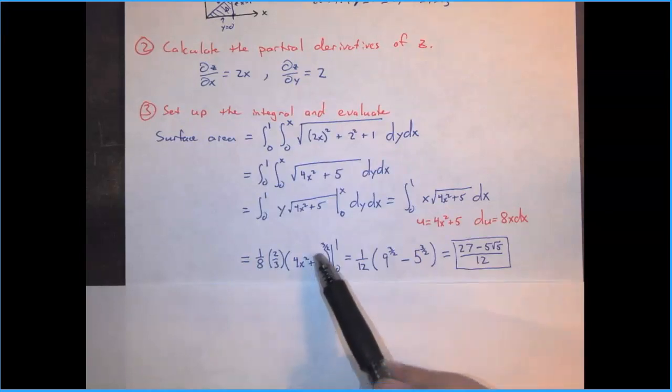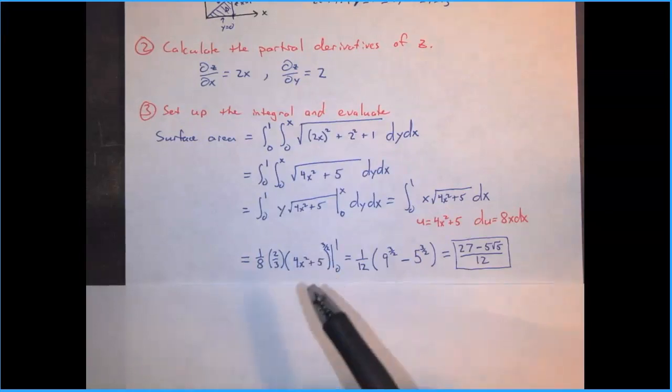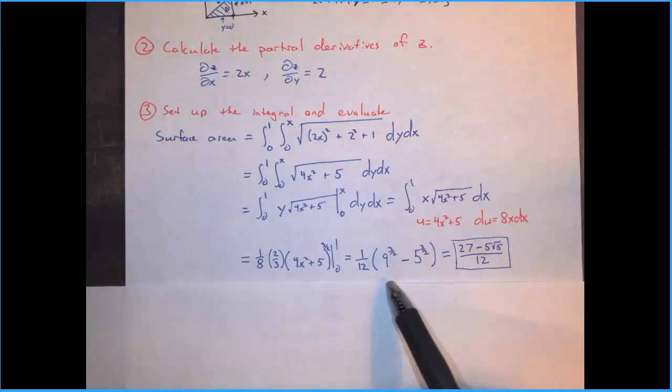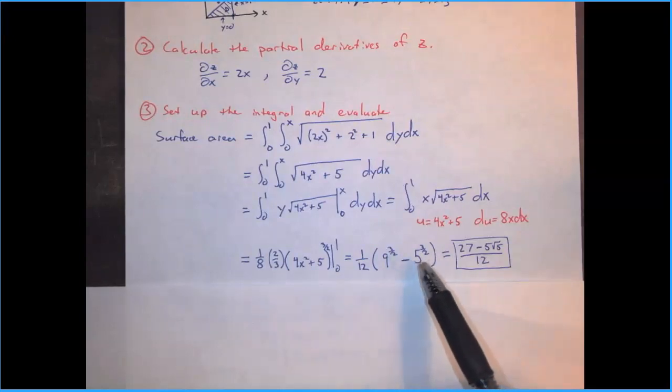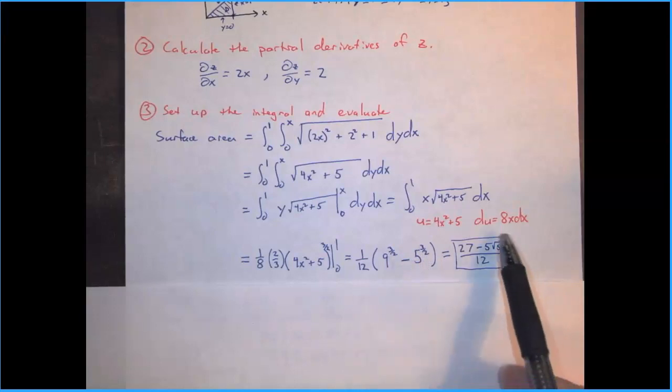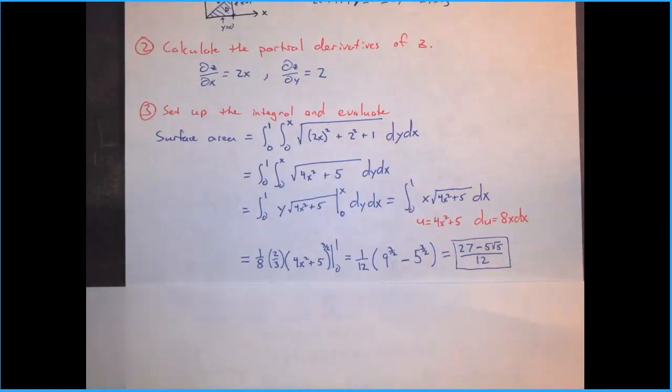If I plug in 1, this gives me 9 to the 3/2. If I plug in 0, this gives me 5 to the 3/2. So I get 1/12 times 9 to the 3/2, which is 9 times the square root of 9, so 27, minus 5 to the 3/2, which is 5 times the square root of 5, and I get my answer.